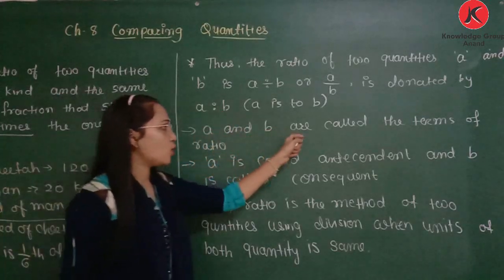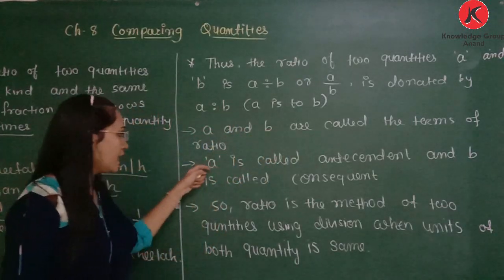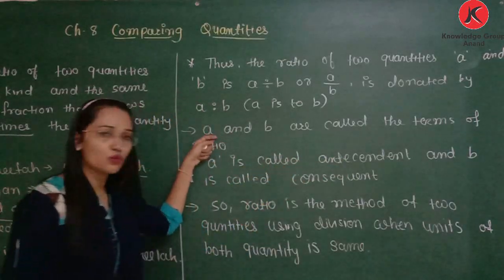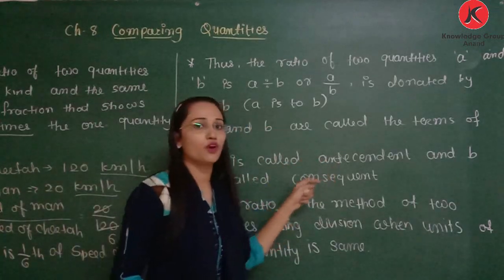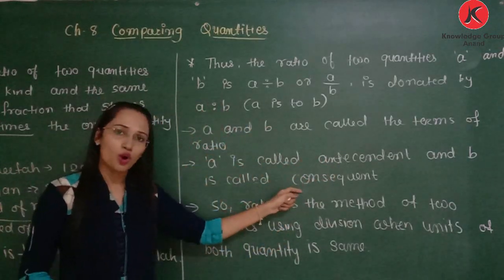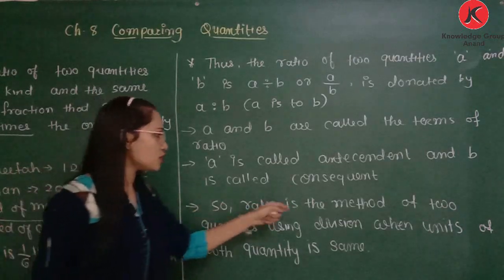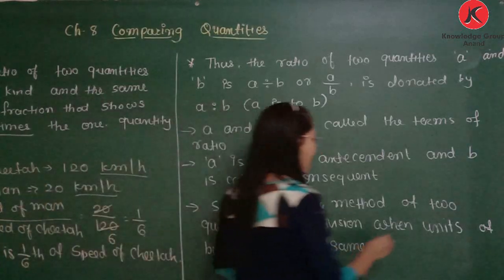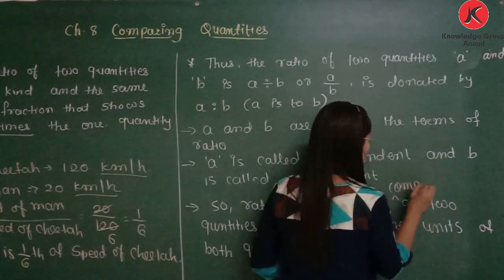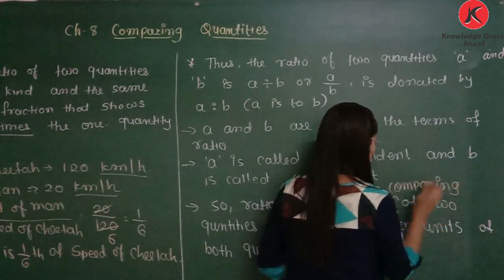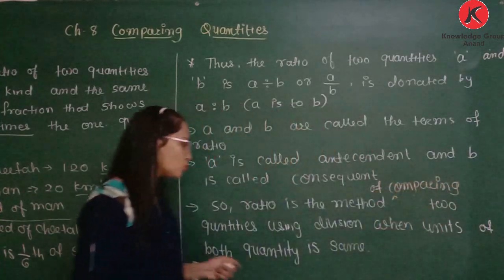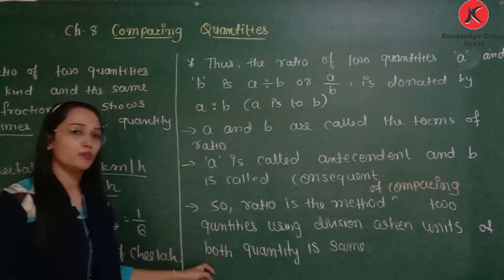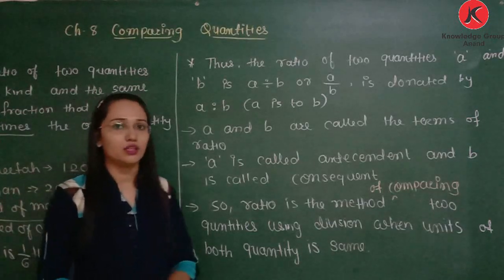A and B are called the terms of the ratio. A is called the antecedent and B is called the consequent. So whatever the first quantity is, it is called the antecedent, and whatever the second quantity is, it is called the consequent. So ratio is the method of comparing two quantities using division when the units are the same. When both units are the same, then we can find the ratio.